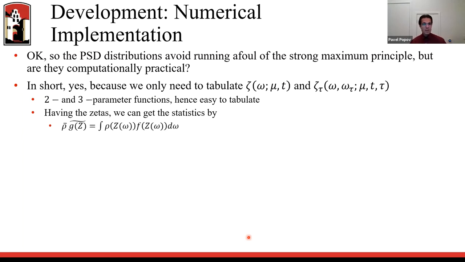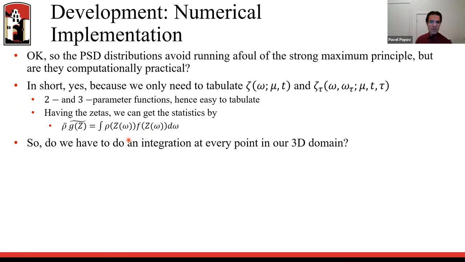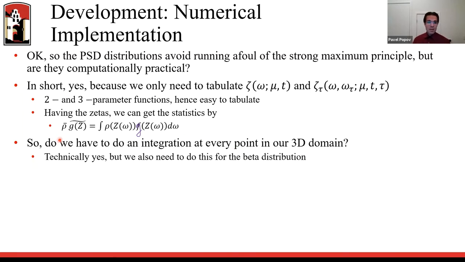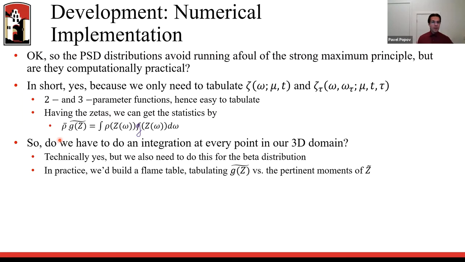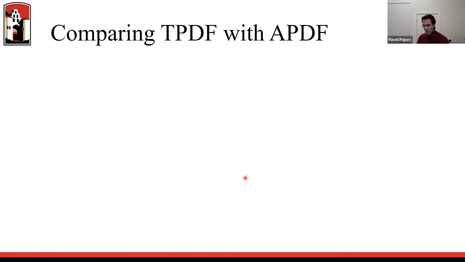And if we have the zetas, we can get the statistics using our statistic equations. So we just plug in the z of omegas for rho and g actually. Okay, so then one may ask, do we have to do this integration for every point in our 3D domain? And technically, yes, but this is also something which technically needs to be done for the beta distribution as well. However, in practice, this is done by building a flame table where we are tabulating the statistics g of z versus the pertinent moments of z. So we'd be tabulating g of z versus z tilde and z squared tilde.